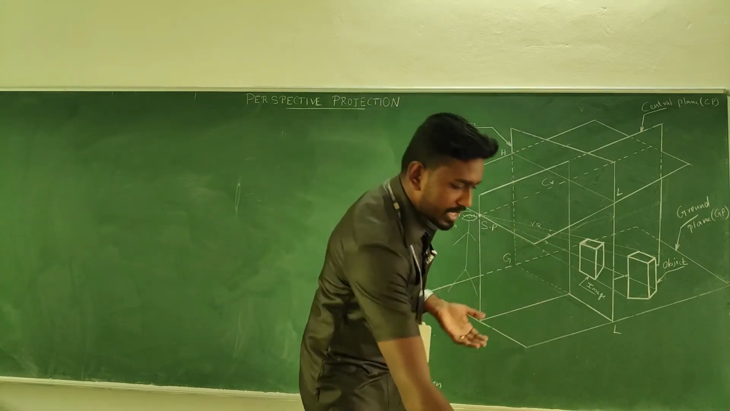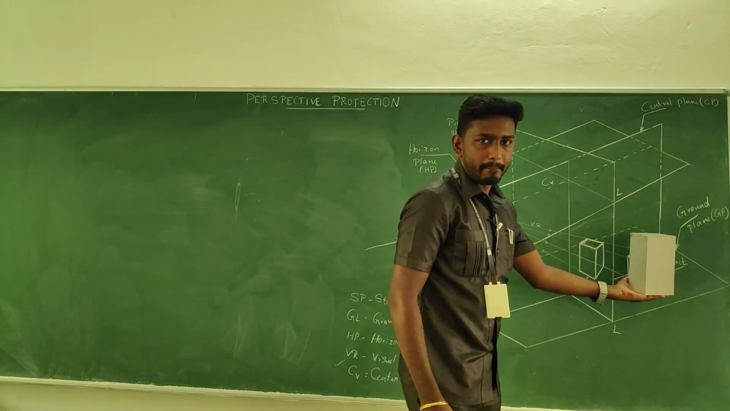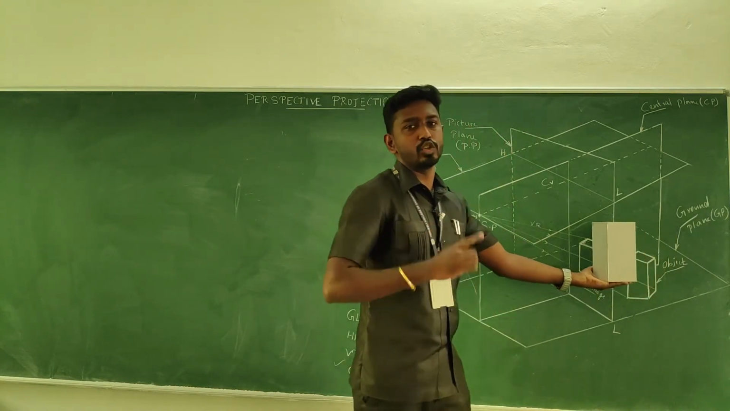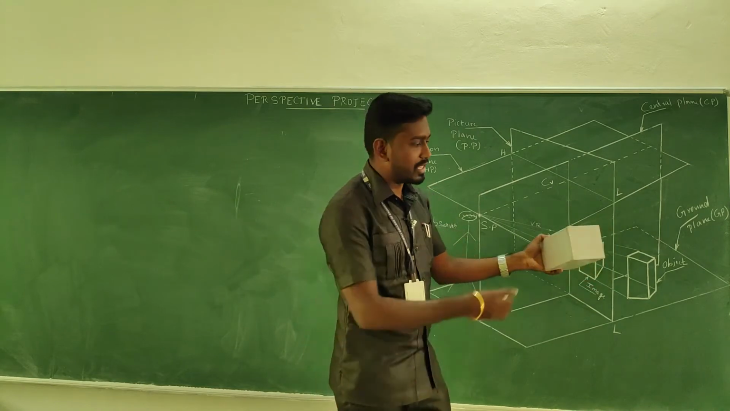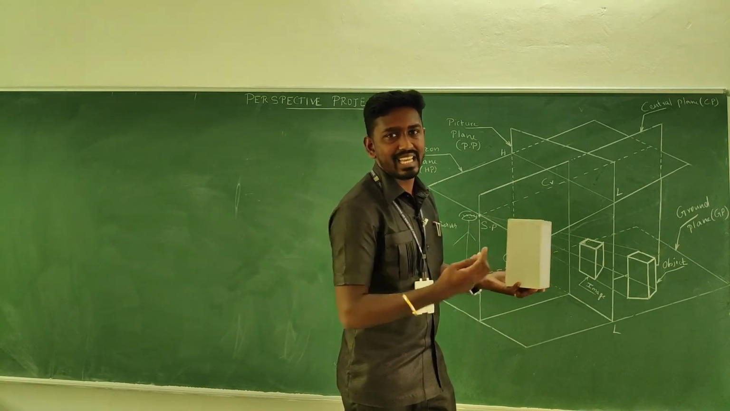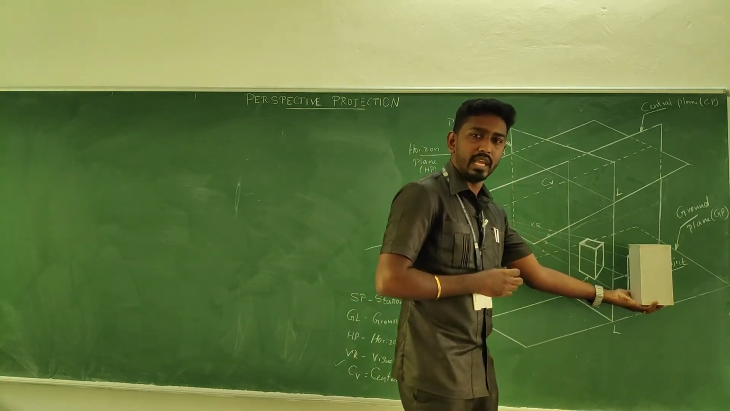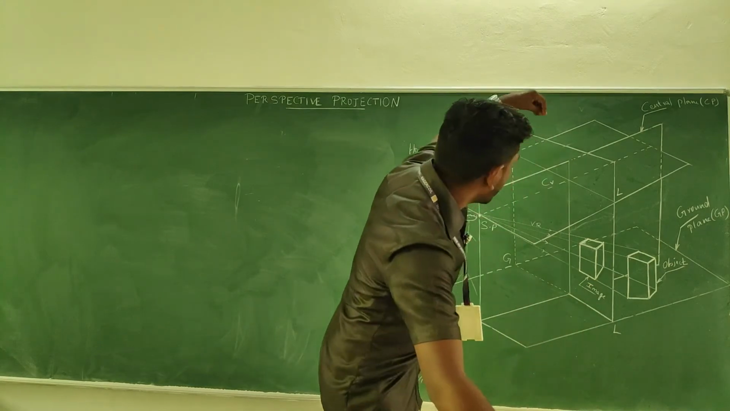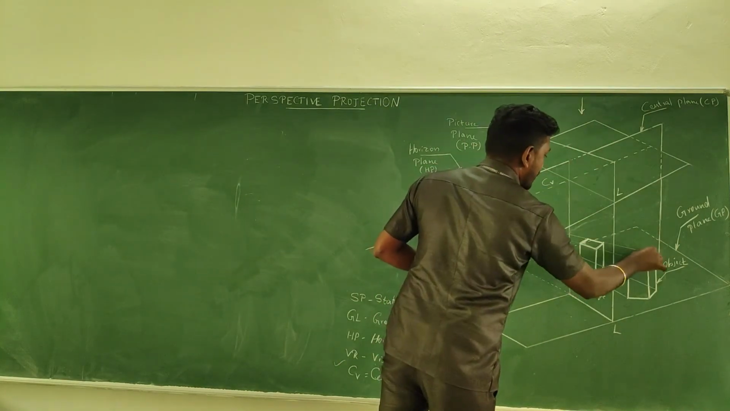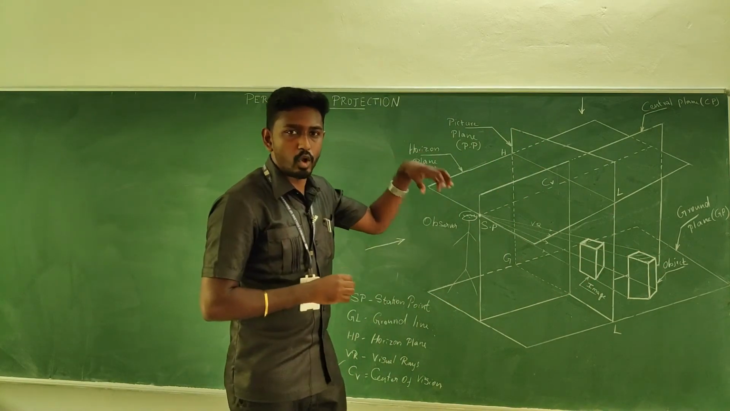Here the object is kept something like this on the ground plane. So if the object is like this, in which view can the true shape of the object be seen? True shape means a square, if it is a square prism. If it is a hexagonal prism, the hexagon is the true shape. That means in which view can we see it? From the top view. If you look from the top, we are able to see the true shape of the object. So we need to begin from the top, right?